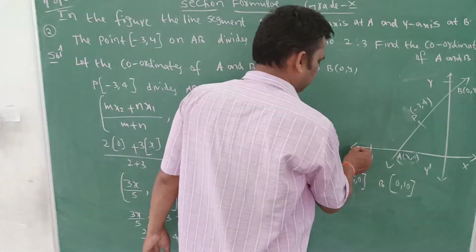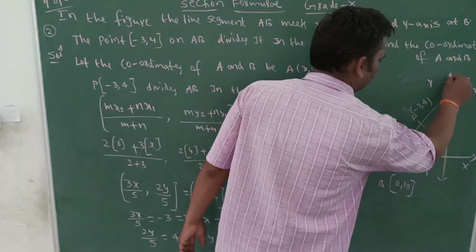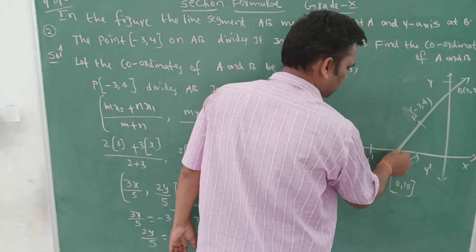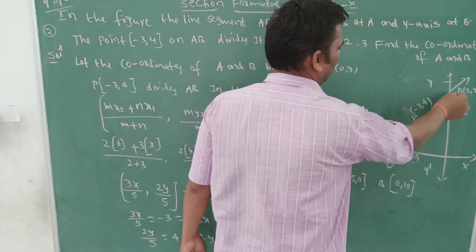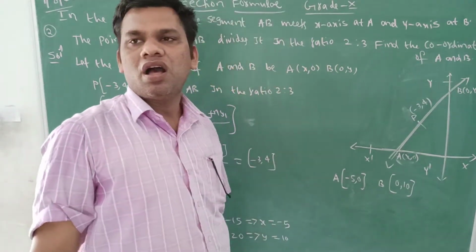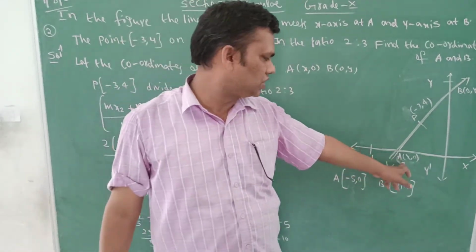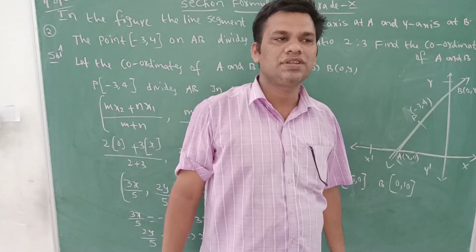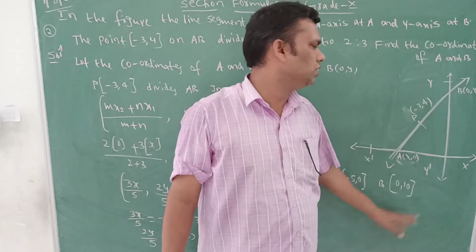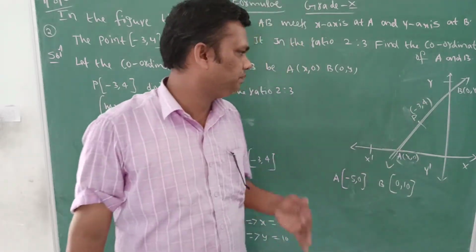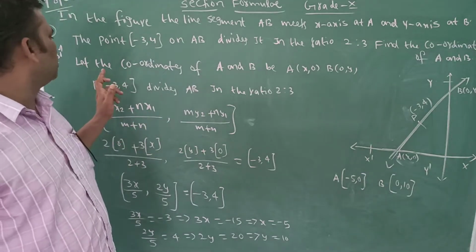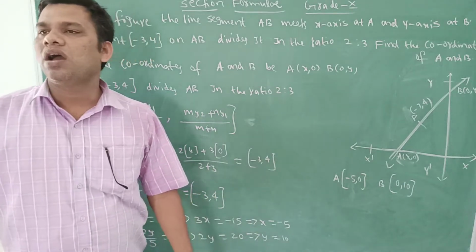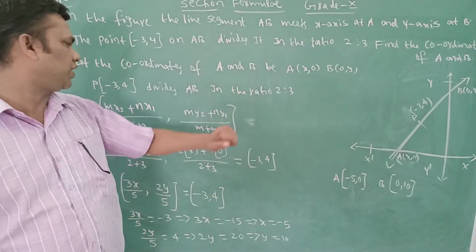See in the diagram, the coordinate axes meet at A and B. We know on the x-axis the y coordinate is 0, that's why A is (x, 0). On the y-axis the x coordinate is 0, that's why B is (0, y). So now, solution. Let the coordinates of A and B be A (x, 0) and B (0, y) respectively.